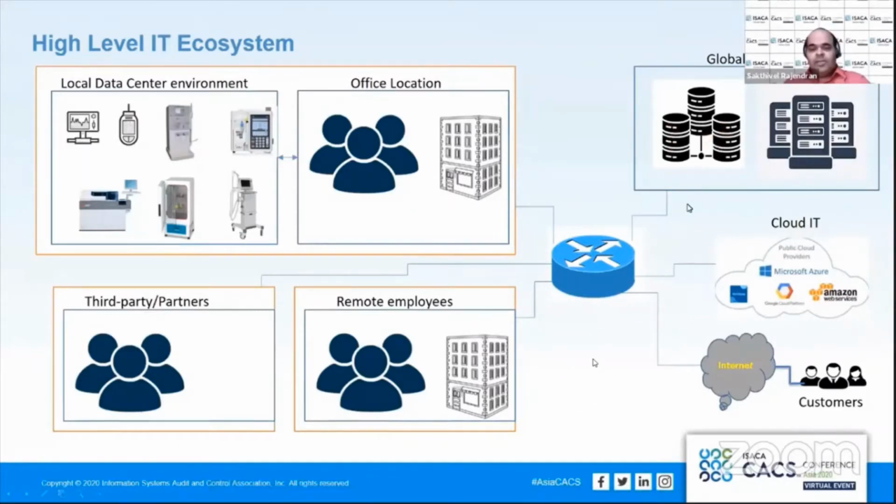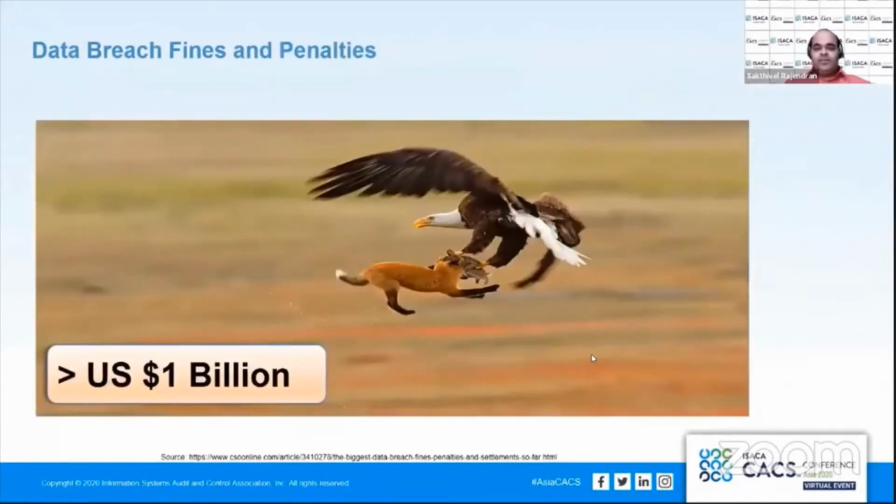Then we also have the cloud services. The organization's boundaries are getting expanded with the use of cloud services. Then, primarily why we are in business, because we want customers. Nowadays, due to digitalization, the customers are also accessing the organization network. So this is the current landscape, and this is important to understand as we go through the next steps. So let's come back to the topic of cybersecurity risks.